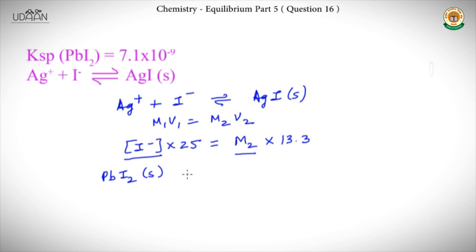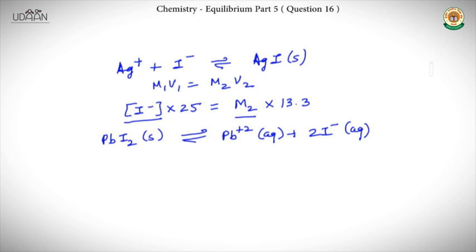PbI2 solid is in equilibrium with Pb2+ aqueous plus 2I- aqueous. So this salt PbI2 in aqueous solution will dissociate into Pb2+ and 2I-, and the equilibrium constant for this solubility reaction is given as 7.1 × 10^-9. Let's say S moles of Pb2+ and 2S moles of I- are formed after dissociation. How will we write the expression for Ksp?